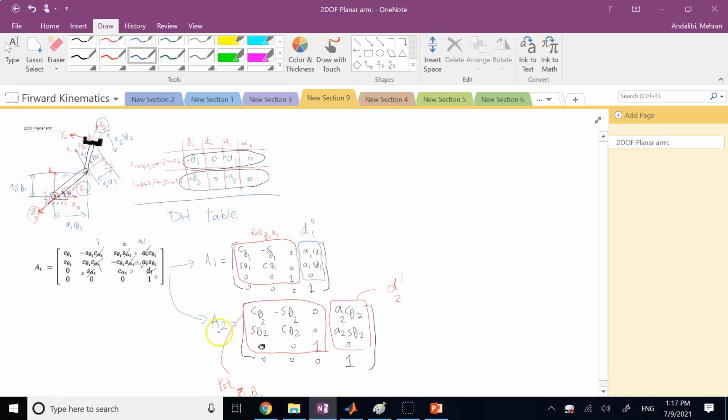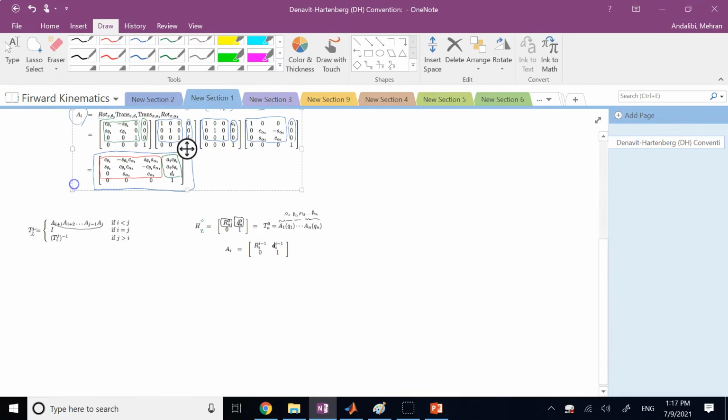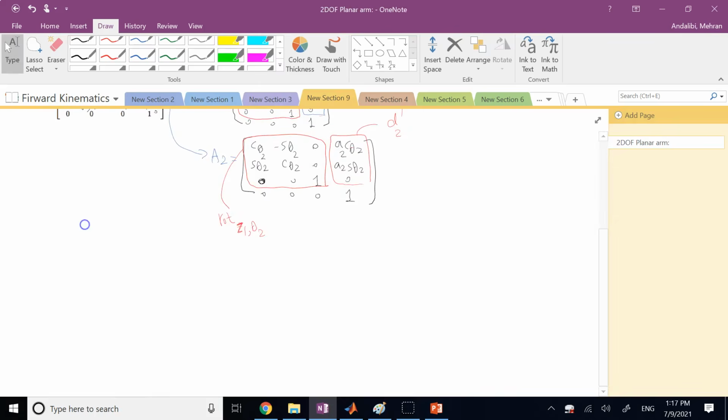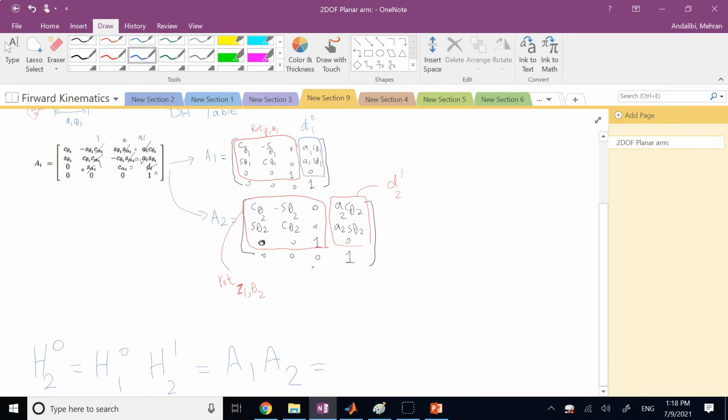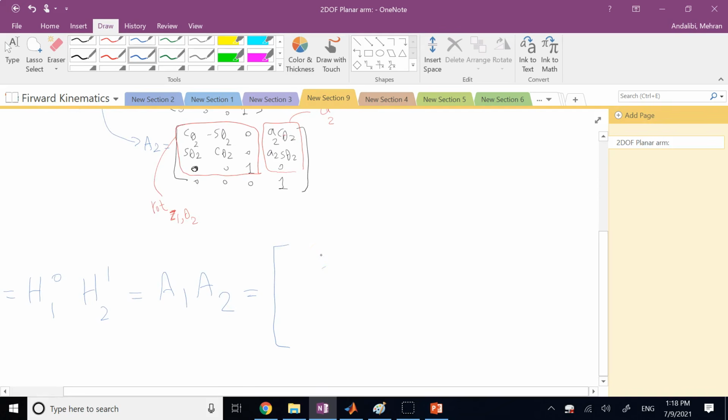So now that I got A1 and A2, the homogeneous transformations for frames 1 and 2, what does it say? If you remember, if I pre-multiply them together, it will give me the one that takes me from 0 to 2, or 2 to 0. So if I want H of 2 with respect to 0, it is H of 1 with respect to 0 times H of 2 with respect to 1. And this H of 1 with respect to 0 is the same as A1, and this one is the same as A2. So all I need is to multiply these two matrices together. If you do it using MATLAB symbolic or manually, what will you get?